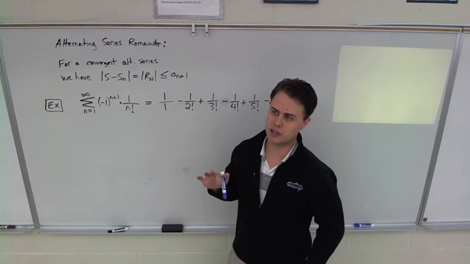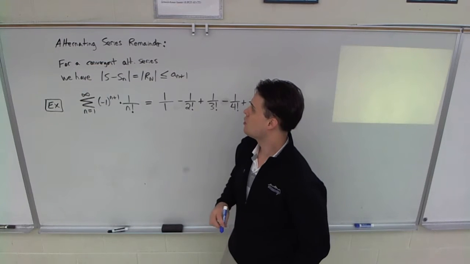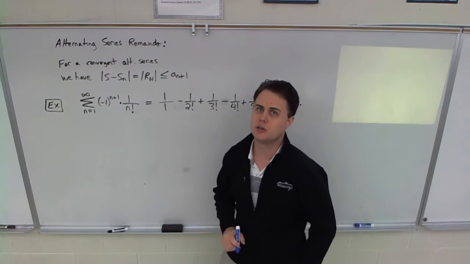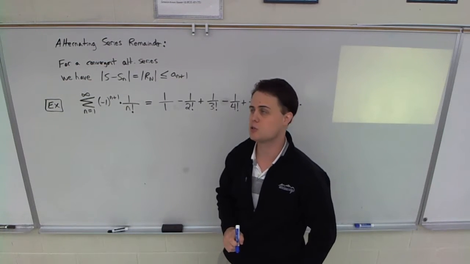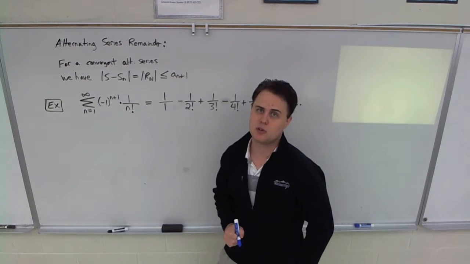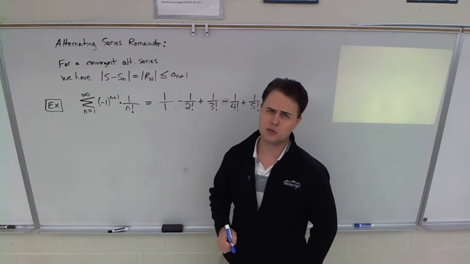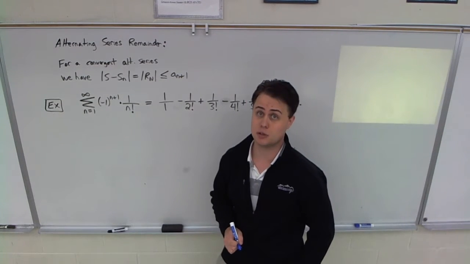Because of the alternatingness, you have some terms absorbing some of the next terms, so the remainder is always going to be less than or equal to that. So let's use that to approximate the sum using 6 terms or so, and see how close we are to the convergent value of this example. First, we better make sure that it's actually a convergent alternating series.